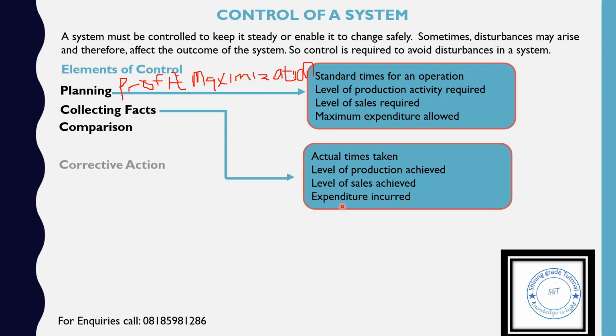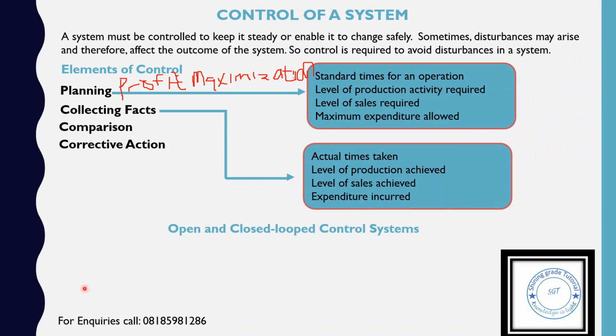The next step is to think about what corrective actions you need to take. How can you make correction to that deviation, and things like that? That is all about control, how you can effectively control a system.